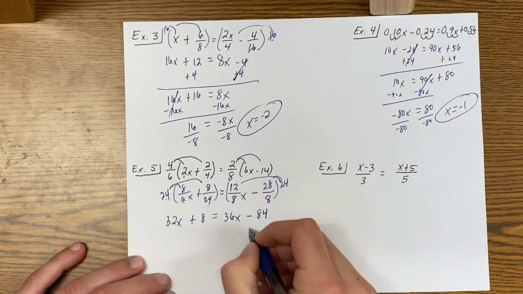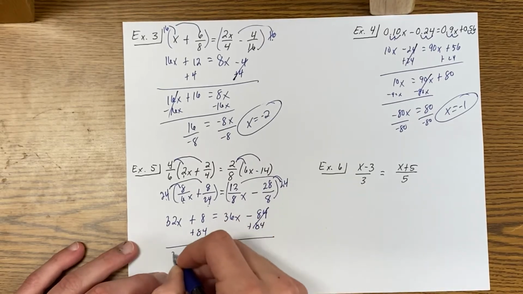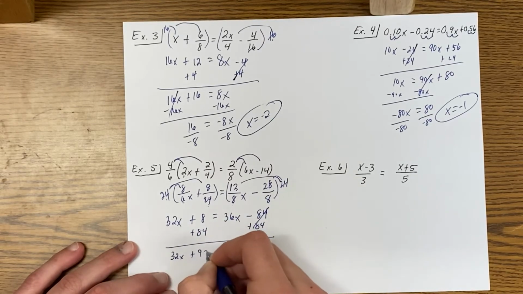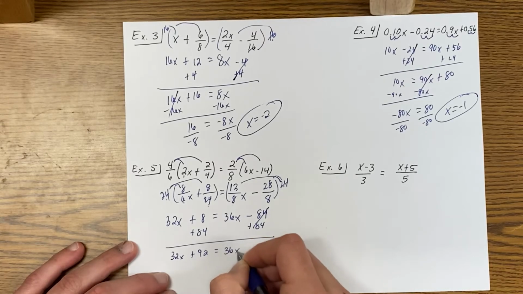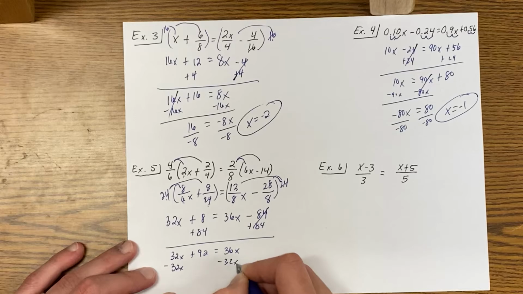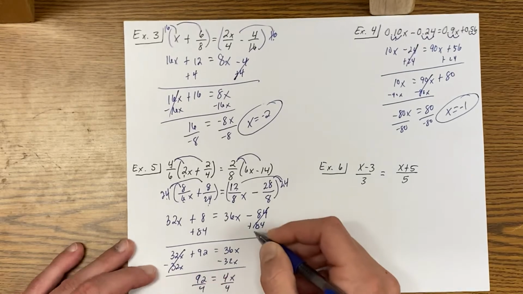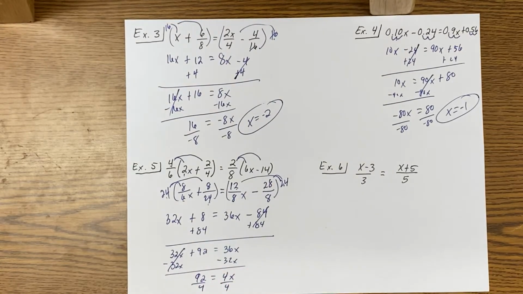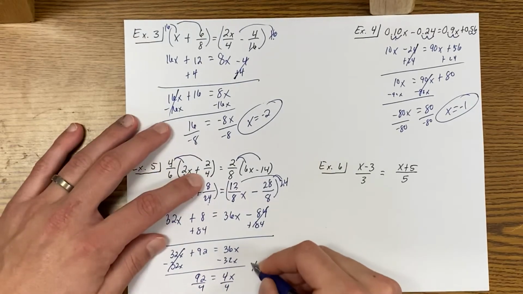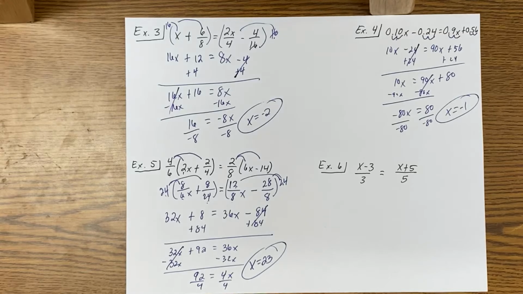Now I solve. I can add 84 to both sides. So I get 32x plus 92 equals 36x. Subtract 32x from both sides, and we get 92 equals 4x. Here we would divide both sides by 4, so our final answer, we get 92 divided by 4, and we would say x equals 23. All right, last example.